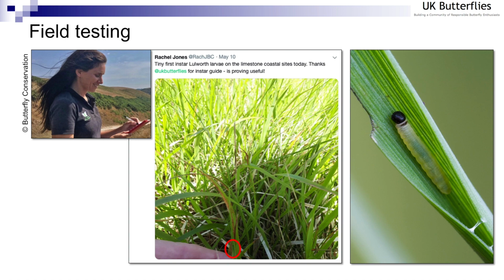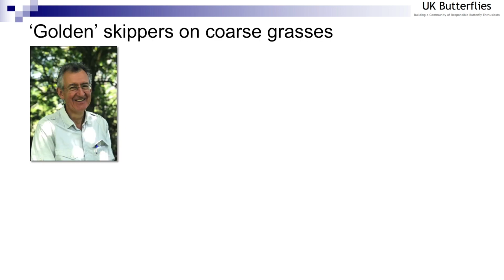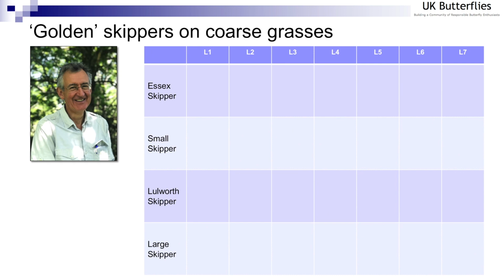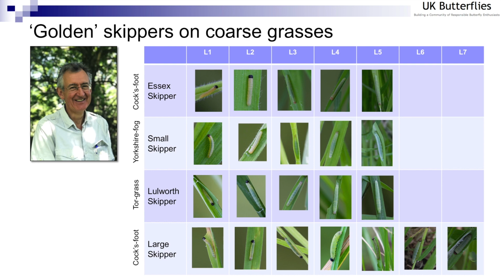And things went a little bit further because Martin Warren was helping Rachel with her studies, and they were finding all sorts of larvae on all sorts of grasses. And Martin sent me several photos of larvae they'd found, and he was after my opinion. So what I pulled together was a table of each of the 4 species that they may have been encountering, so the Essex, small, Lulworth and large skippers, and the different larval instars, and essentially constructed this table which shows each of the instars of each of the species, so that would allow us to correlate the images.